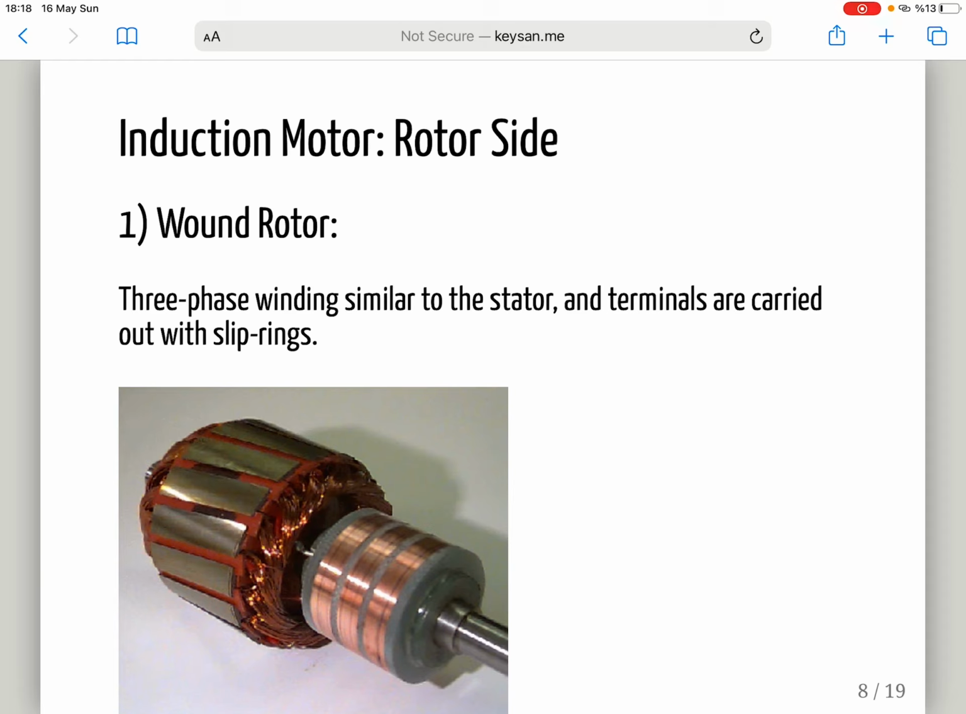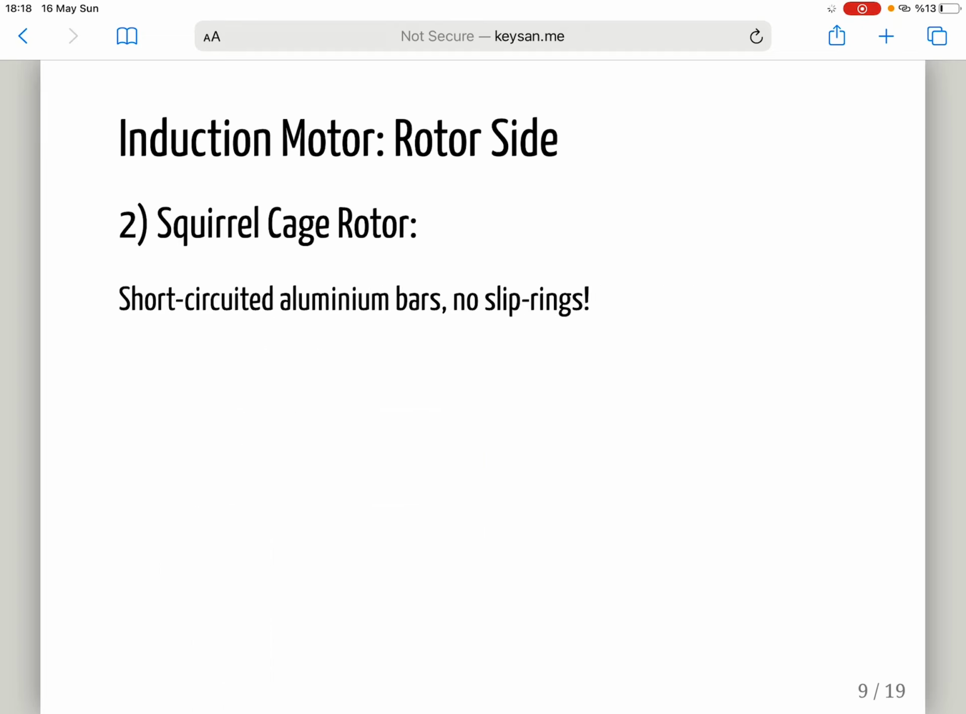Anyway, with the wound rotor, we don't have just two terminals coming out of the rotor, but another three-phase winding, so you can see three windings coming out of the rotor. But this type of wound rotor is not that common. The most common type of induction motors are called the squirrel cage induction motors. They are basically short-circuited aluminum bars, so there are no slip rings, nothing.